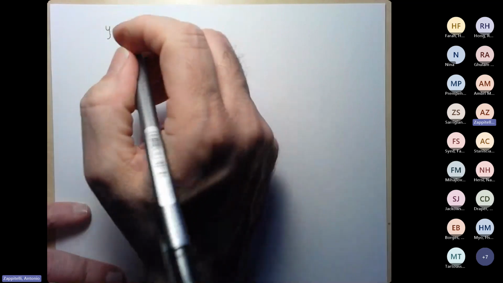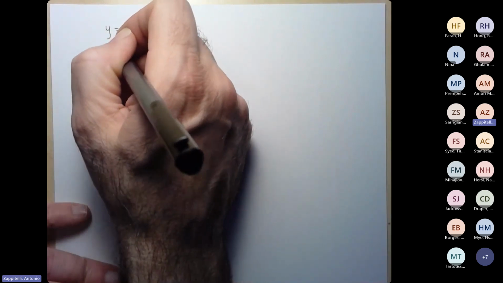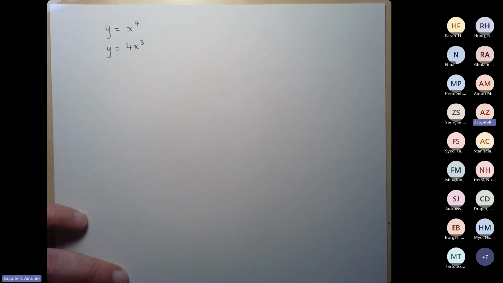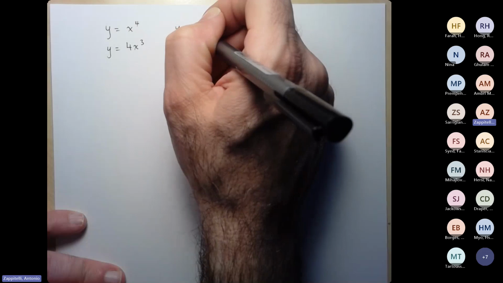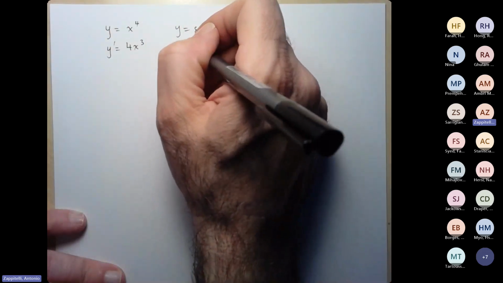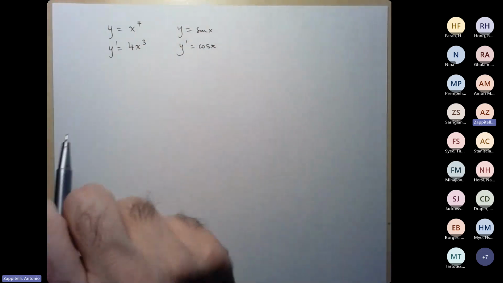Let's say we have y equals x to the 4. We know how to take the derivative for x cubed. It's one of our basic derivative rules. If you have y equals sine x, we know that, oops, sorry, that's y prime. Y prime is equal to cos x. Okay? These are our basic derivatives.